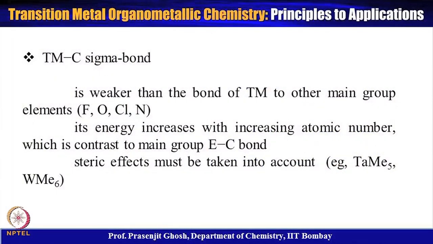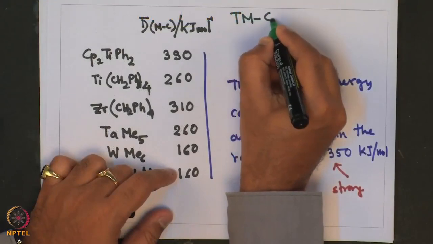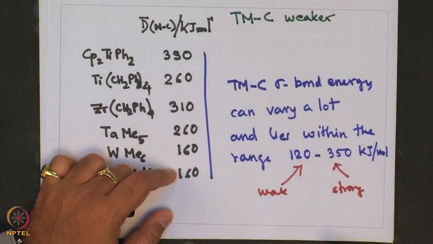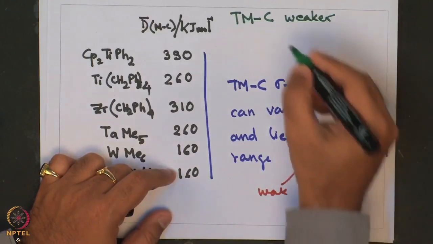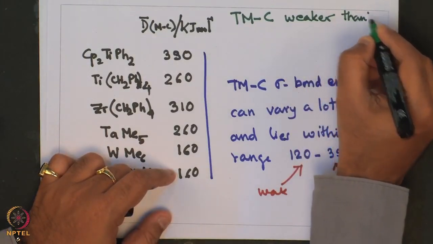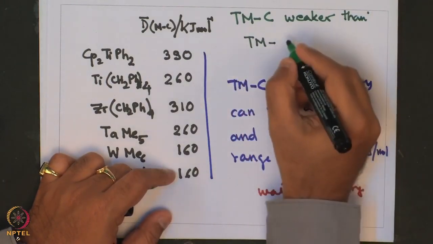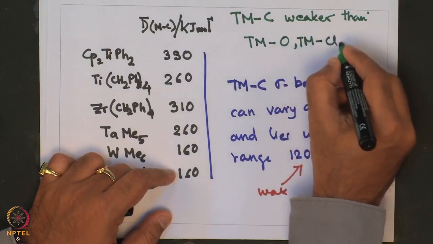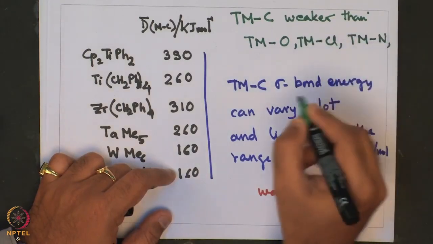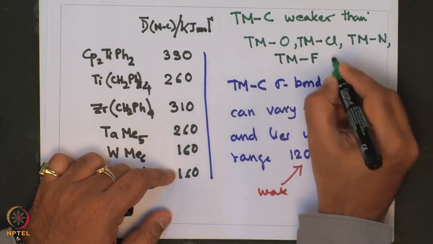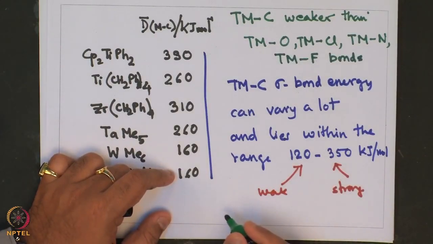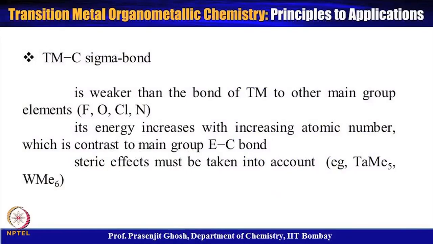Another conclusion that can be drawn from this discussion is transition metal carbon bonds are weaker than transition metal heteroatom bonds, transition metal heteroatom main group bonds like transition metal oxygen, transition metal chlorine, transition metal nitrogen, transition metal fluorine bonds. Also, the transition metal bond energy increases with atomic number.